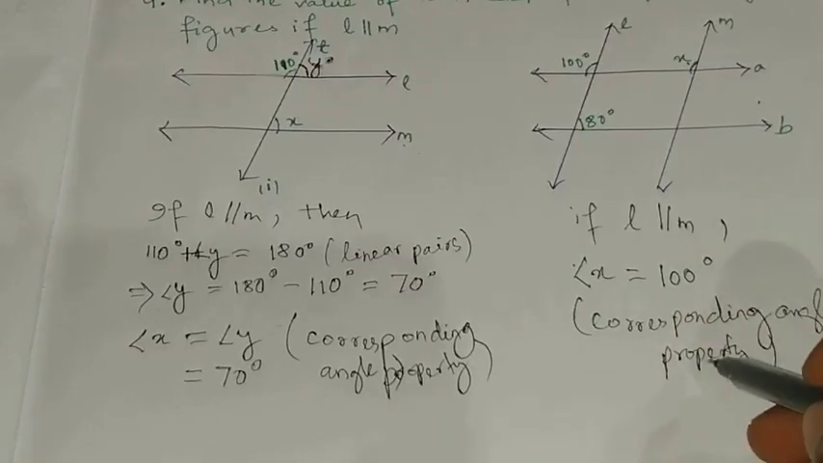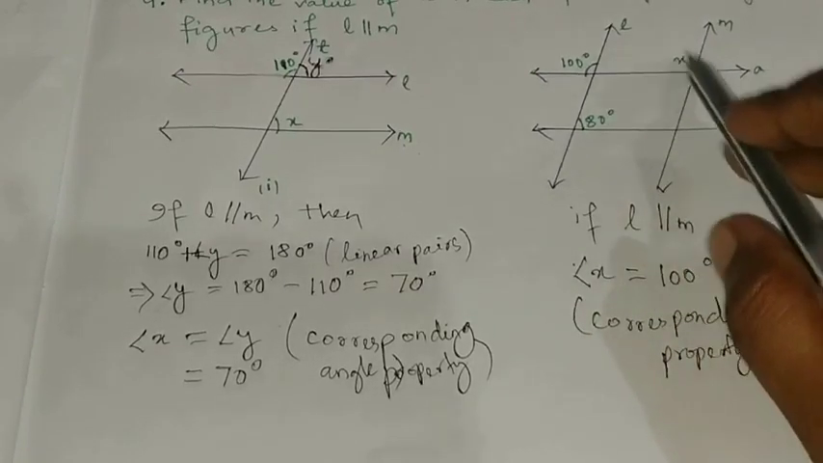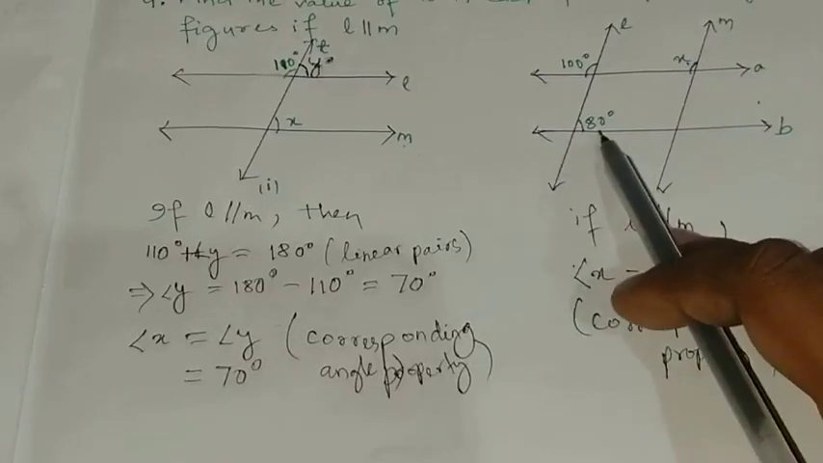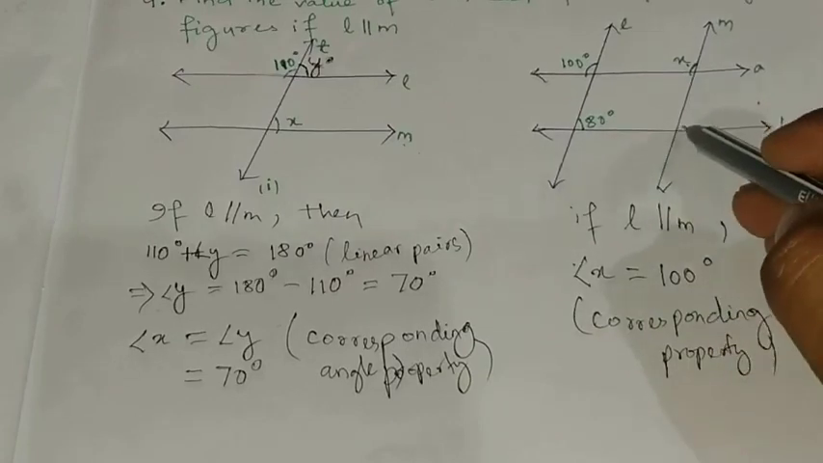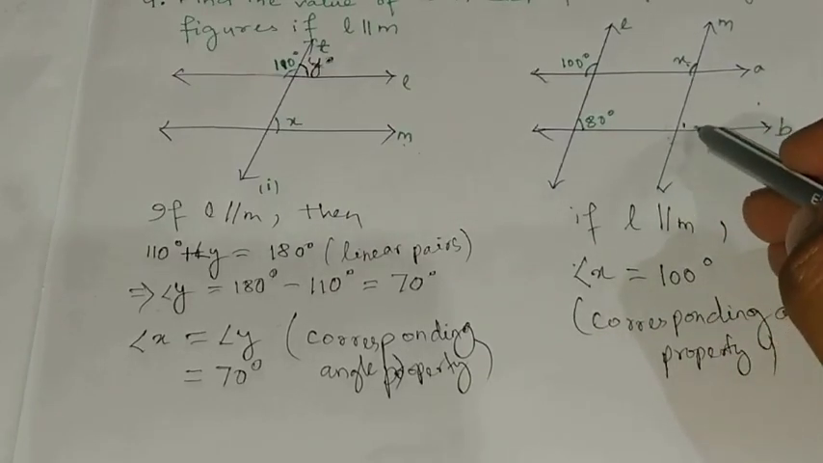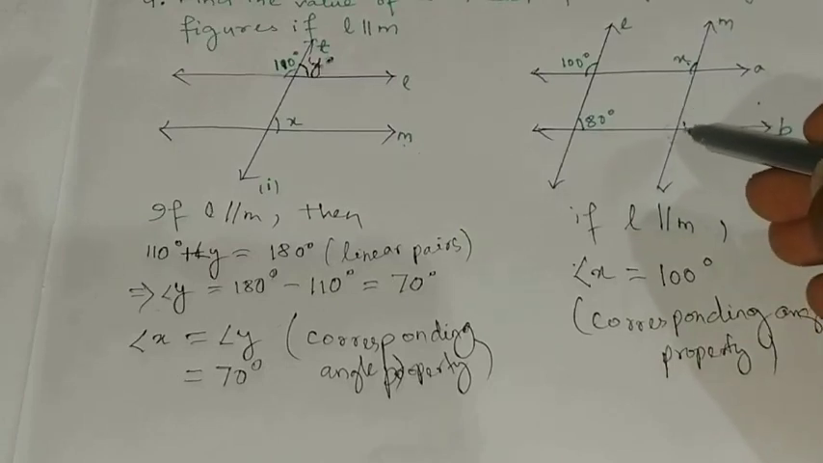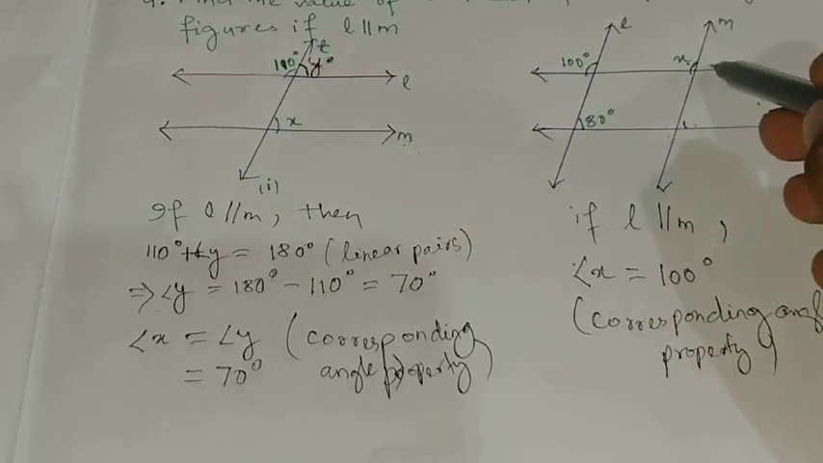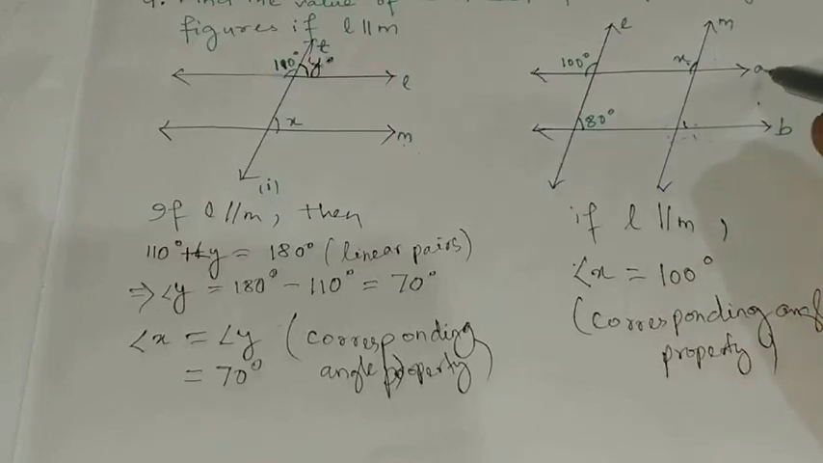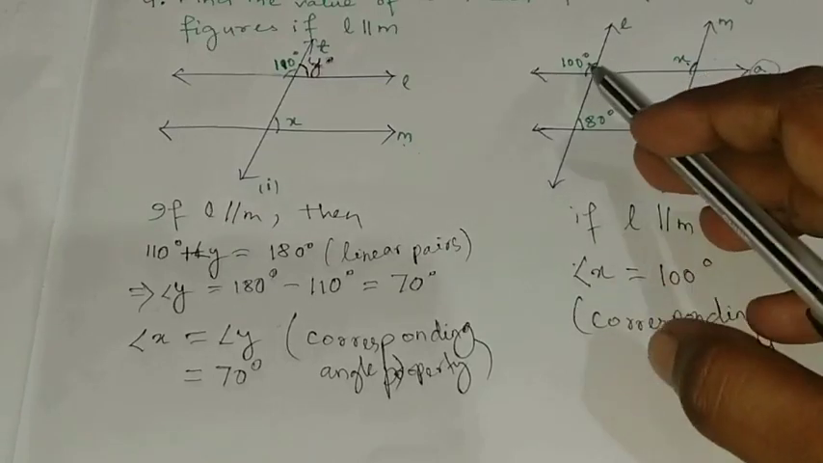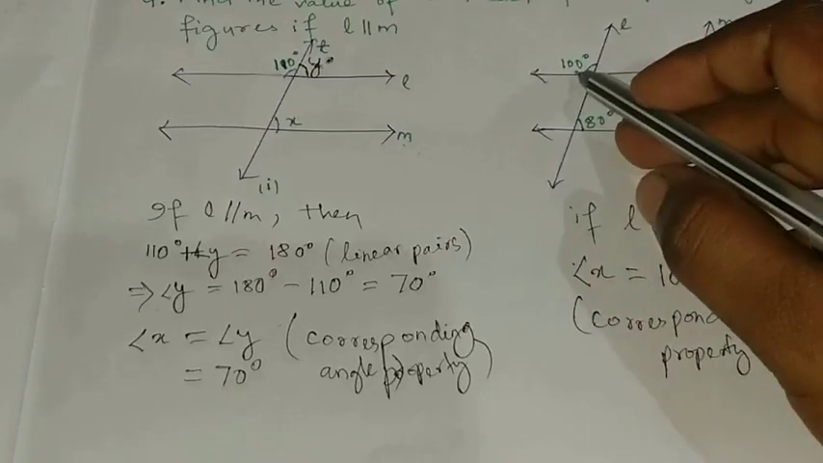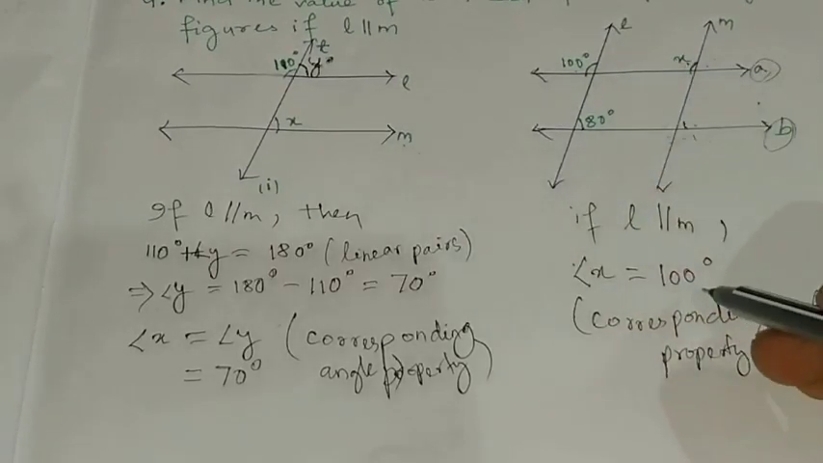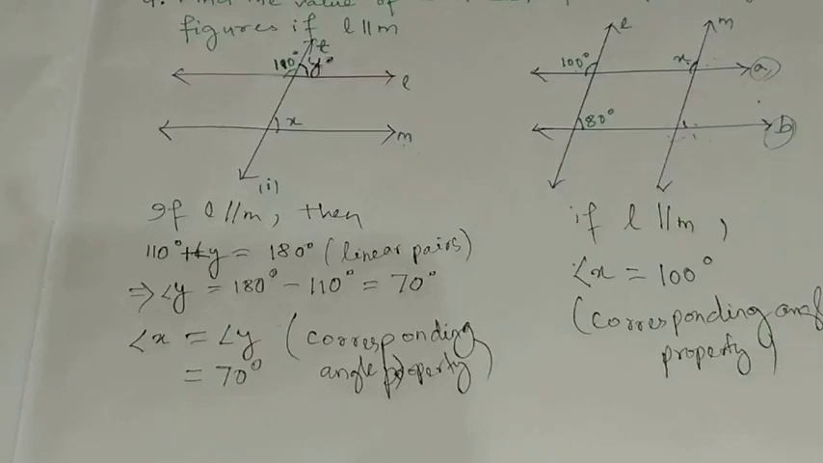So due to the corresponding angles property, these two angles are similar. But look here, 80 degree is given. Here we can find out these angles, but we cannot prove this between these two angles. Why? Because we don't know A is parallel to B. So we have to find this through this: angle X equal to 100 degree, because these two are corresponding angles.